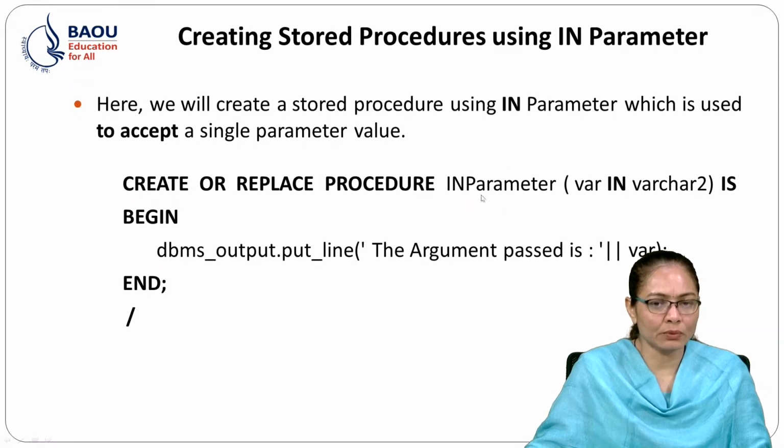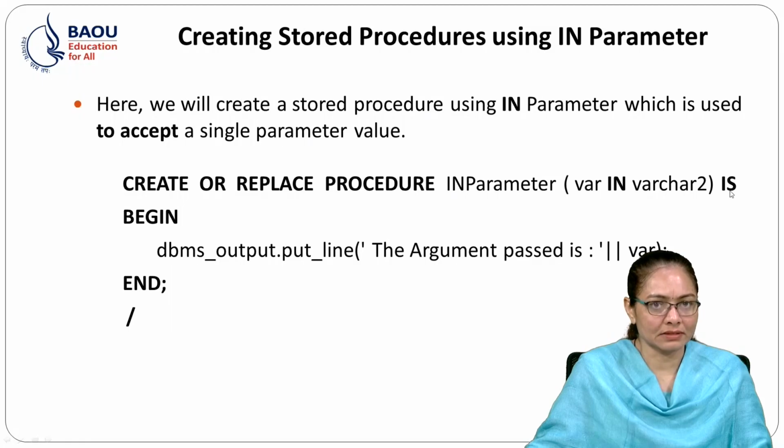You can give any name related to the procedure code. Here in parameter, we will give the procedure name in parameter. In the bracket, where is a variable name. Then IN is accepting the value from the calling statement and stored in a where variable, which is defined as a varchar2. So it will store numbers as well as characters as well as strings.